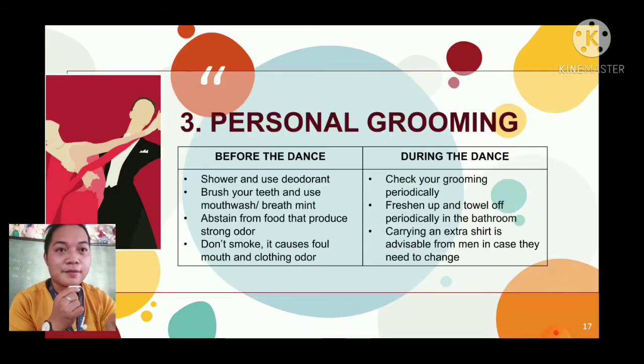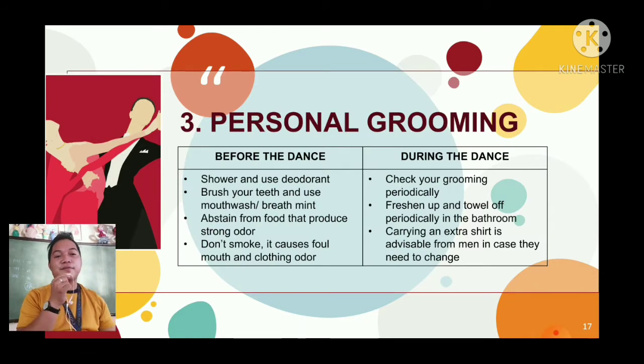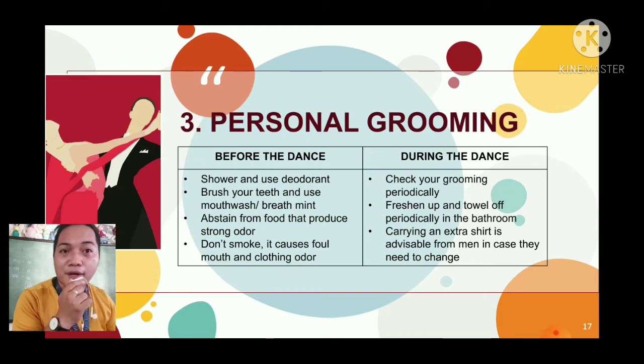And for number three, I'm going to give you some tips on how you do your personal grooming before and during the dance. So before the dance, take a shower and use deodorant. Brush your teeth and use mouthwash or breath mint because we don't want to leave a bad impression to our partner, isn't it? See, ano ngayon? Ito. Ang baho-baho ngayon ni ano? Ang baho ng ganito ni ano?